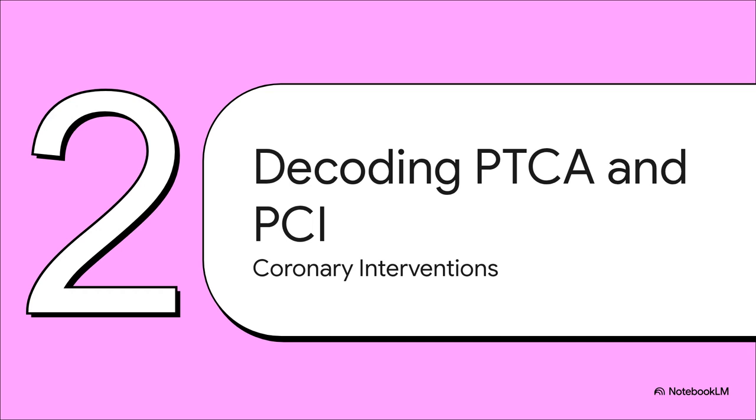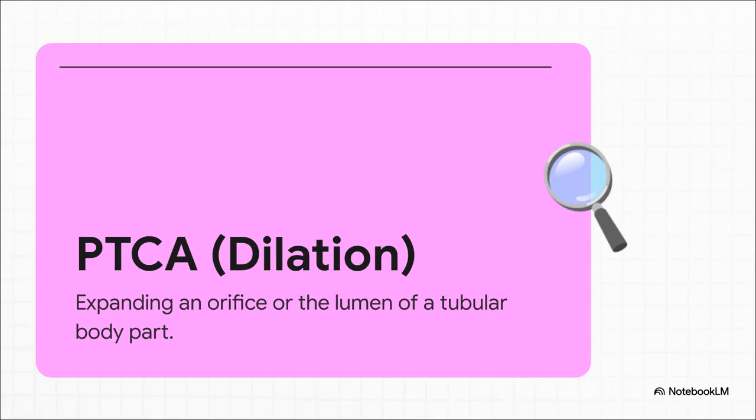Moving right along to Section 2, decoding PTCA and PCI, also known as percutaneous coronary interventions. Transitioning away from those massive open bypass surgeries to minimally invasive procedures, we look at PTCA, or percutaneous transluminal coronary angioplasty. This uses a completely different root operation, dilation, which is coded as character 7. Why dilation? Because the surgical objective isn't to reroute the blood this time. Instead, it's expanding an orifice or the lumen of a tubular body part. We're literally stretching the existing artery open, usually with a balloon.